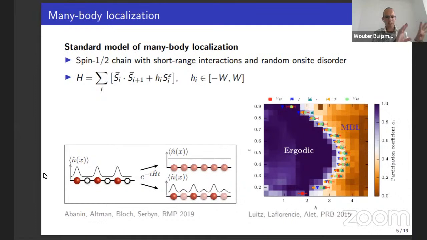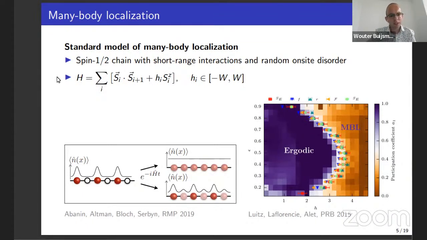Okay, now I step away from many-body localization as it was proposed by Basko and Altshuler, and now I go to the modern view, you can say. We typically study this numerically, although analytical studies have also been performed. Often the focus is on a spin-one-half chain with short-range interactions and random on-site disorder. This is typically referred to as the standard model of many-body localization nowadays.